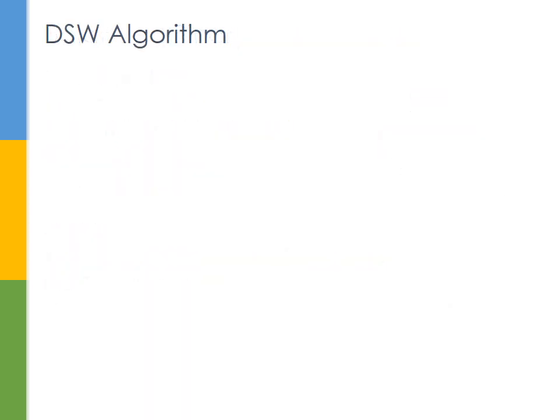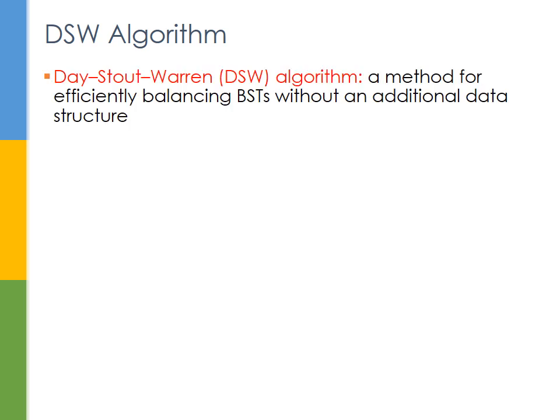So this brings us to our first proper widely used algorithm for balancing binary search trees. And this algorithm is called the DSW algorithm. The D, S, and W relate to the first letter of the names of the developers of this algorithm, Day, Stout, and Warren. So the DSW algorithm is a method that we can use to efficiently balance binary search trees, but very importantly without the need of any additional data structure.